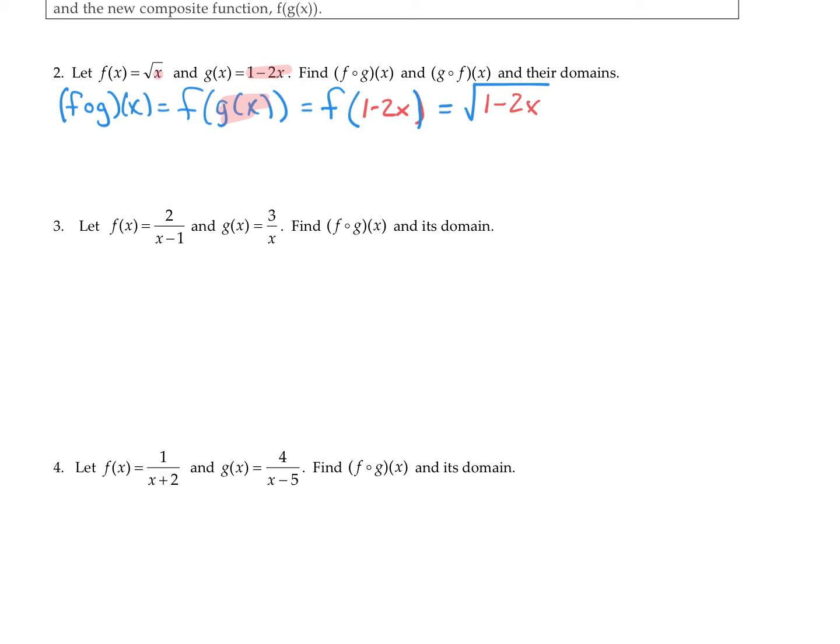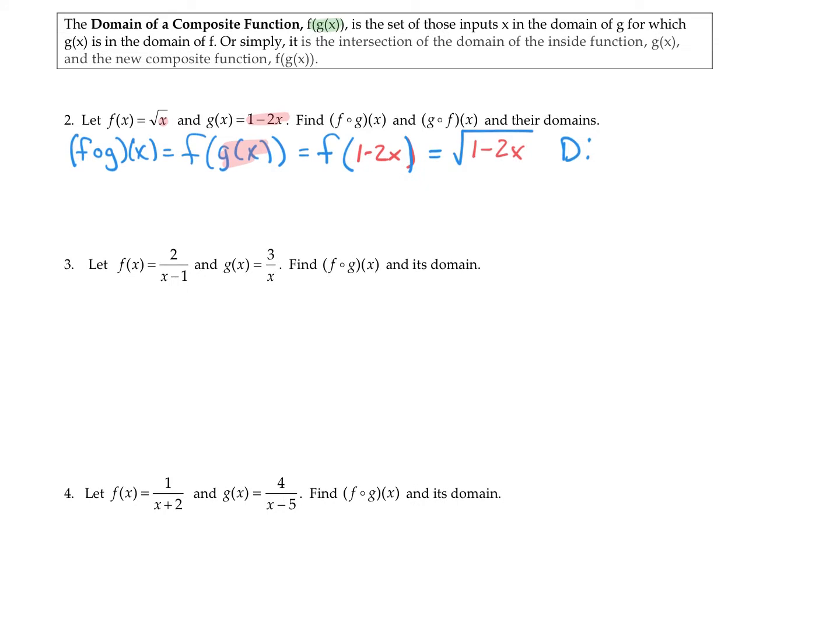All right, so now they want me to find the domain for this. Well, it's a square root, so I know that with a square root, I want everything under the square root to be greater than or equal to 0. So if I were to solve this, dividing by a negative means my sign flips. x would be less than or equal to positive 1/2. So if it's less than or equal to, that means it would go from negative infinity to 1/2, included.